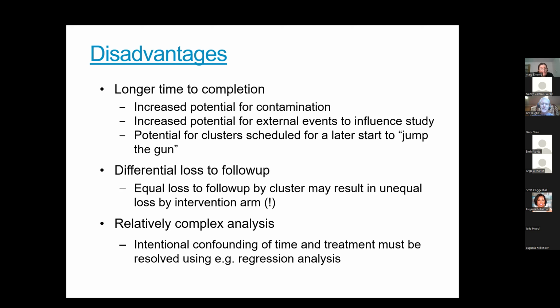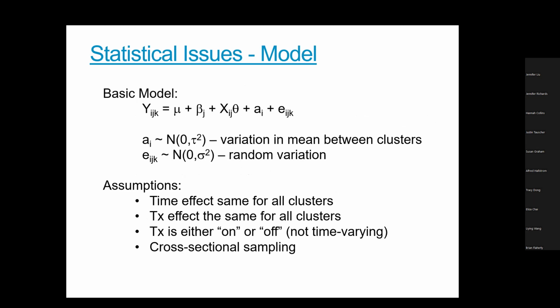And then, of course, as I've already mentioned, this intentional confounding of the time and treatment effect has to be resolved by some more complex analysis than just doing a t-test, so some regression analysis or something like that. Okay, I'm not going to spend lots of time on statistical models, but I do want to present this as a way to get you thinking about what the key assumptions in a step wedge design are.